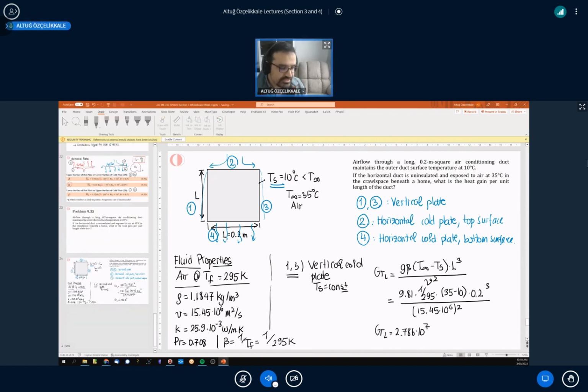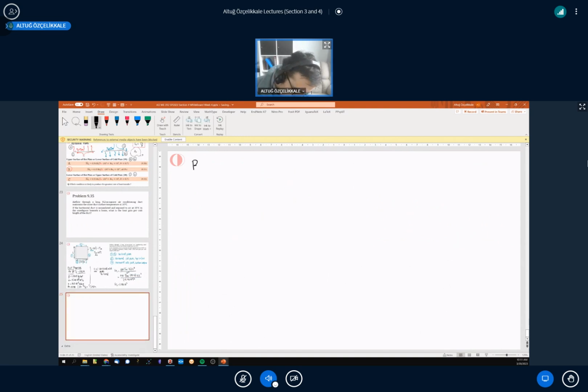Okay. So then we can calculate the Rayleigh number as the Grashof number multiplied by the Prandtl number. That's going to be 1.973 times 10 to the power 7. We can immediately see that that's less than 10 to the power 9, and therefore we are talking about laminar flow again throughout the plate.